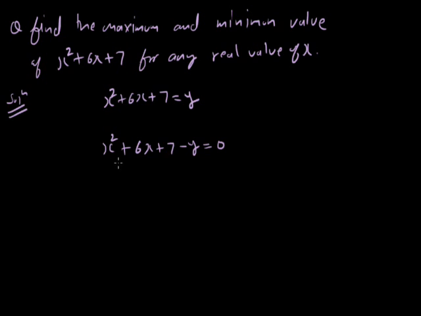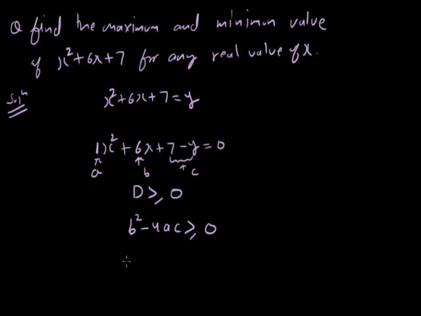Now if we have to consider only the real values of x, the values of x are real only when D is greater than or equal to 0. So we apply the formula D, that is b square minus 4ac, should be greater than or equal to 0. What is a? The coefficient of x square, which is 1. What is b? B is the coefficient of x, that is 6. And what is c? C is the constant term, so 7 minus y we consider as the constant term.